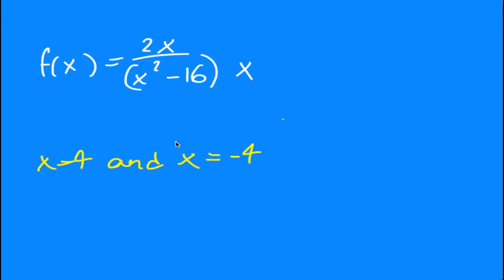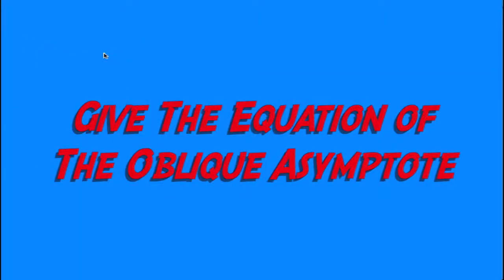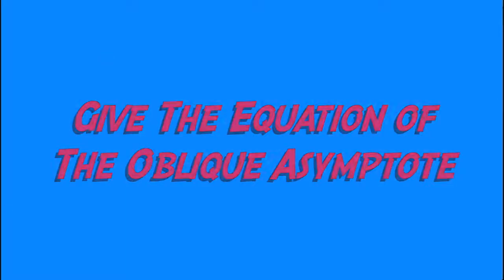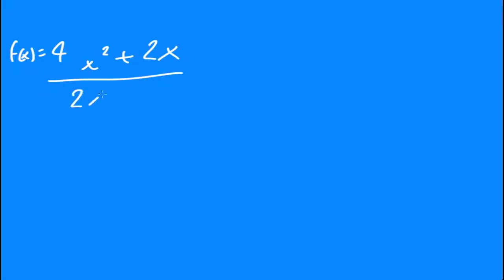Now we're going to give the equation of the oblique asymptote. Okay, oblique asymptote. Let's see. f of x equals 4x squared plus 2x over 2x minus 1. And now you're going to have your options, and one of them is going to say y equals 2x plus 2. You will normally have to do long division, but not here.